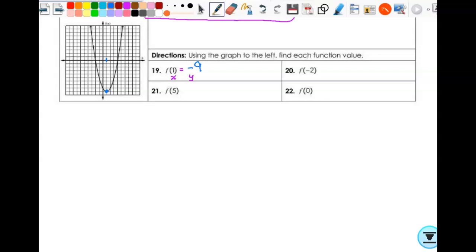All right, f of negative 2. What is f of negative 2? 0. F of 5, 1, 2, 3, 1, 2, 3, 4, 5. Looks like it's right here at 6. And then f of 0 is right here. Given that we know what f of 1 is, what's f of 0? Negative 8, exactly.